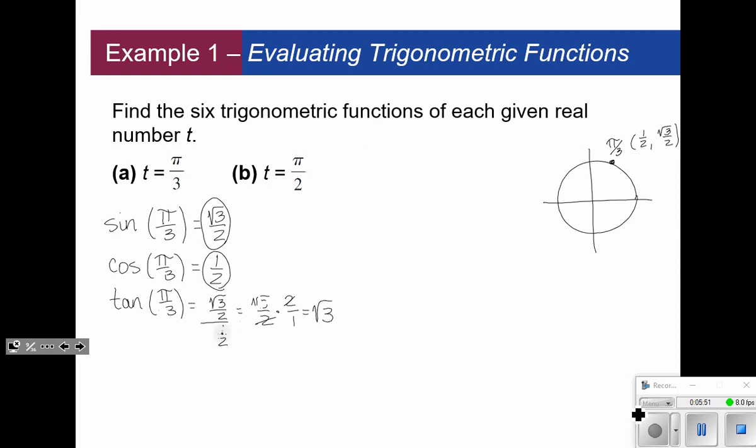In my dead spot, that is a root 3. It's root 3 over 2 divided by 1/2. If you divide by 1/2, you multiply by 2 over 1, the 2's cancel. Okay? Cosecant.